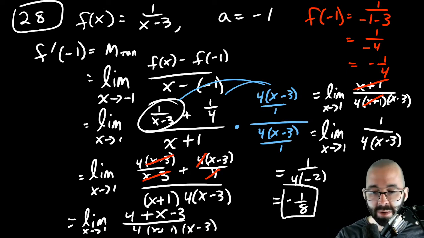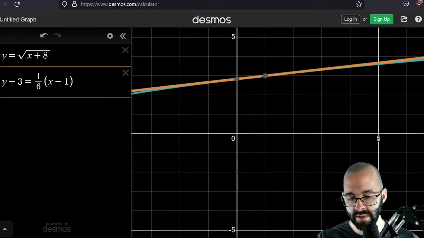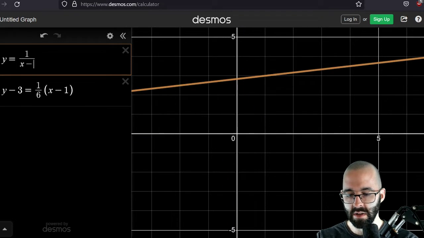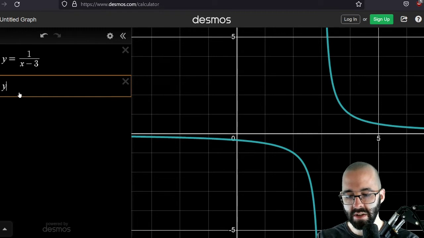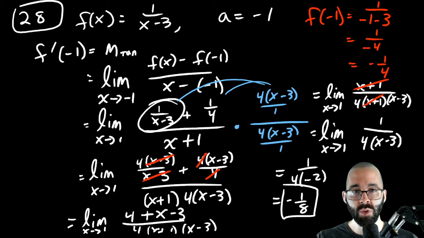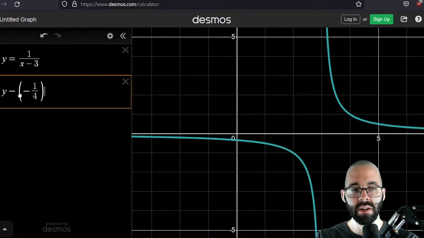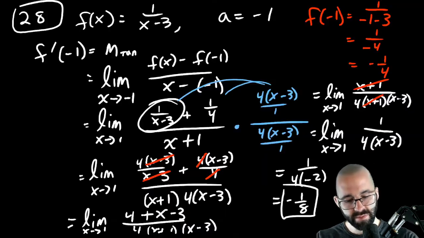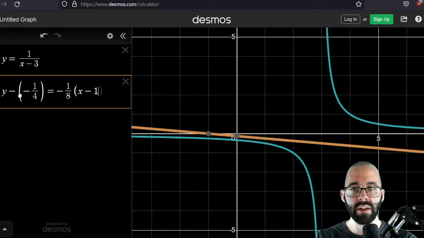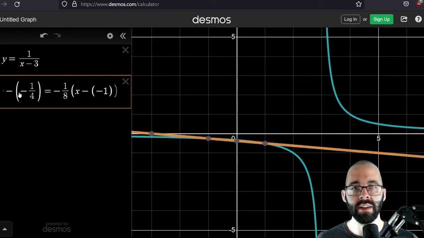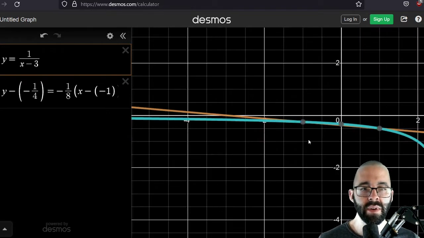And again, you should always be able to check. Let's graph this function, 1 over x minus 3. Let's graph our tangent line, y minus the y-coordinate. We said the y-coordinate, that's in red on the top, was -1/4. Y minus -1/4 equals the slope, which was -1/8, times x minus the x-coordinate, which was -1. At -1, that's where we have this tangent line.